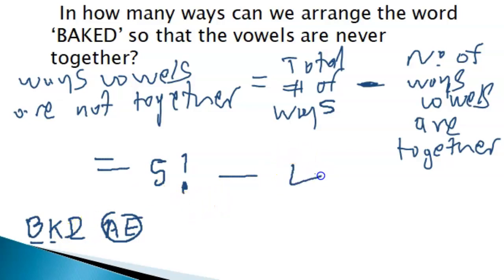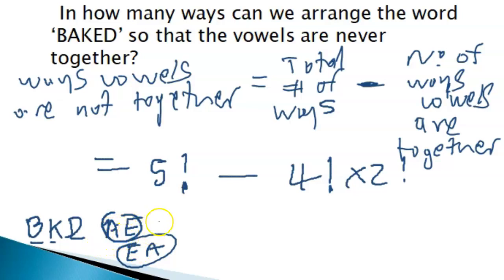That's 4 factorial to represent that. So number of ways the vowels are always together. Now if you think about it, AE as a group could also be expressed as EA while the vowels are still together. So even among the AE's 2 characters, we can multiply by 2 factorial, just to account for the fact that AE can be switched around to EA 2 different ways.